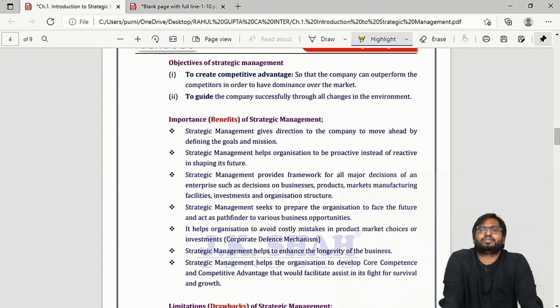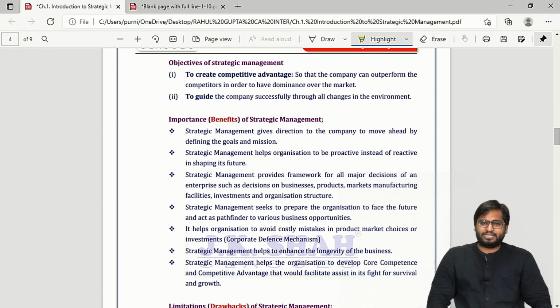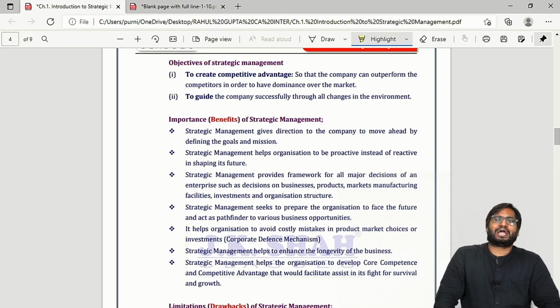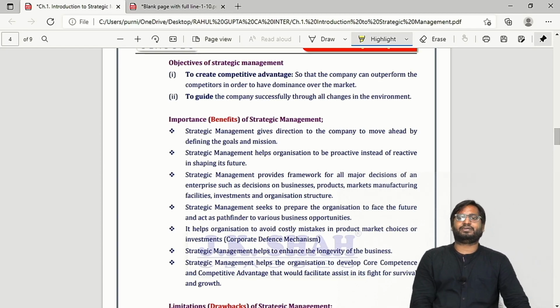Now, what do you mean by competitive advantage? It means we have something better than our competitors. That's why customers come to us and they don't go to the competitors. That is called competitive advantage. Next, second point. Strategic management guides us during the changes in the environment. So if there is a change in the environment, strategic management will guide us through the changes.